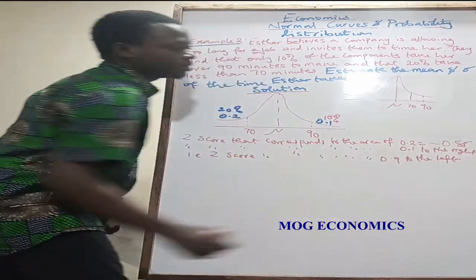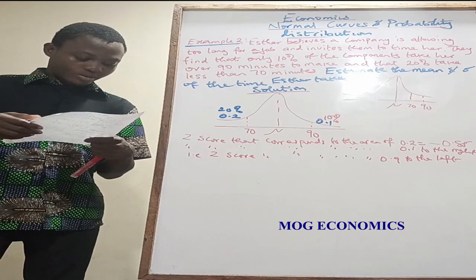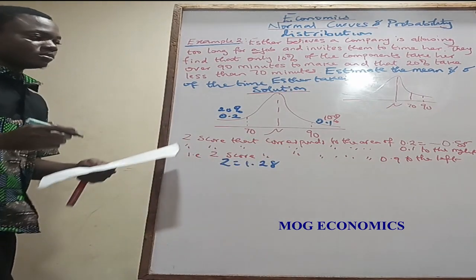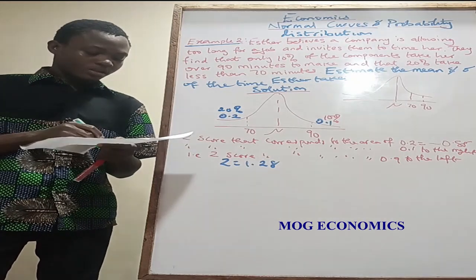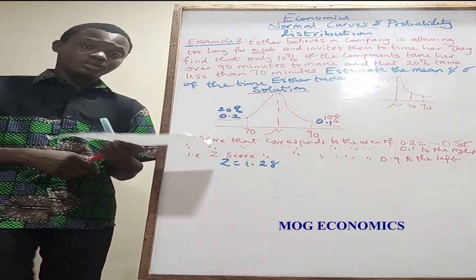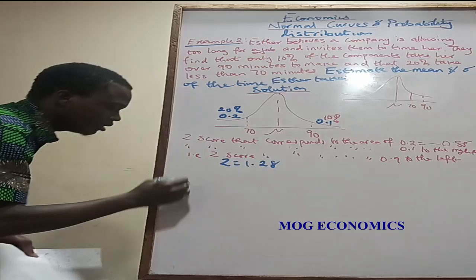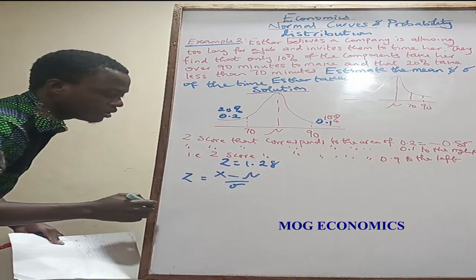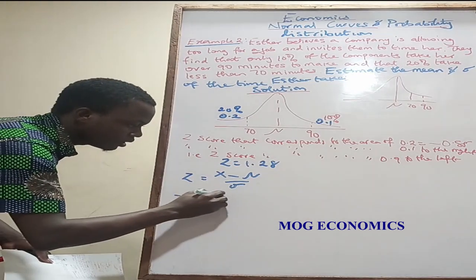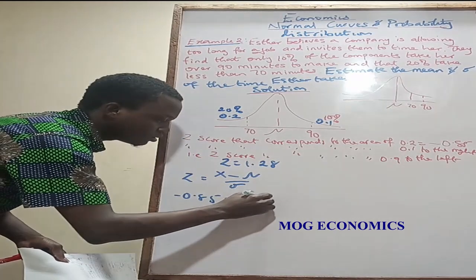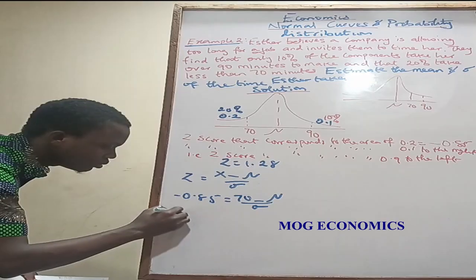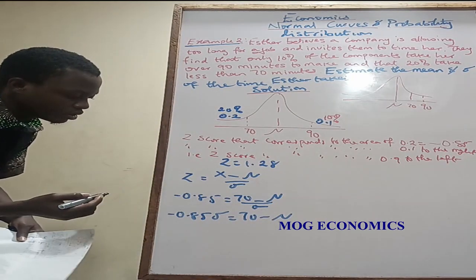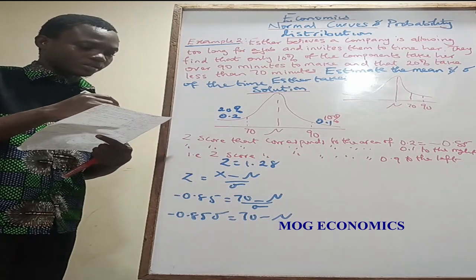So now you are going to find 0.9 to the left in your positive z-score table. So go and check. You are going to have z of 1.28. So that's what you're going to have at the end of the day. Again, there's room for small differences. Do you understand? So for the first one, the z-score is literally x minus the mean divided by the standard deviation. So minus 0.85 equals, what is your x? 70. 70 minus your mean divided by the standard deviation, which we don't know. So minus 0.85 times the standard deviation equals 70 minus your mean. So this is one equation. I just want to write it as 70 minus mean equals this.